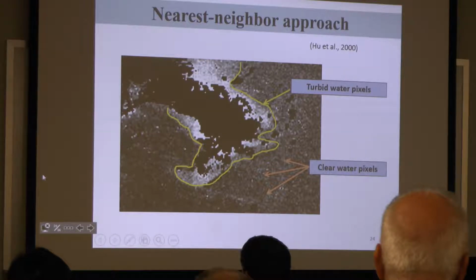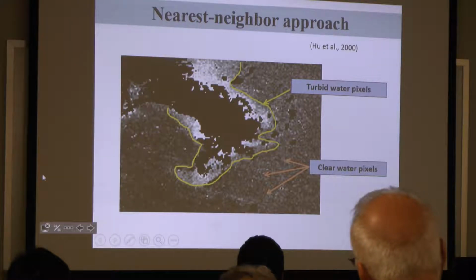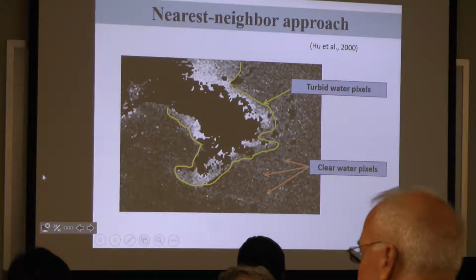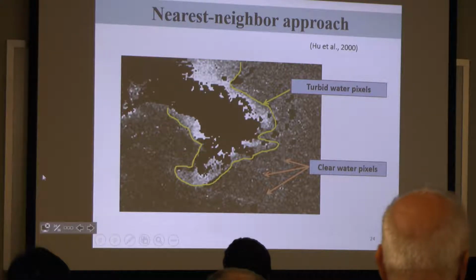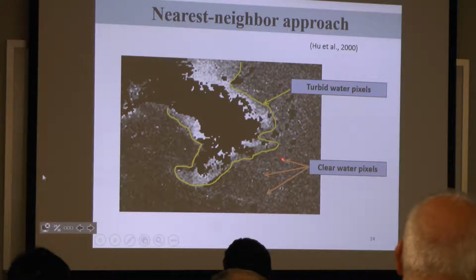For the purpose of this study, I use the nearest neighbor approach from Hu et al. 2000. By defining a turbid water pixel and the nearest clear water pixel, I can remove the influence from Rayleigh scattering and the aerosol. After that, I can derive daylight band reflectance at each pixel in my region of interest.